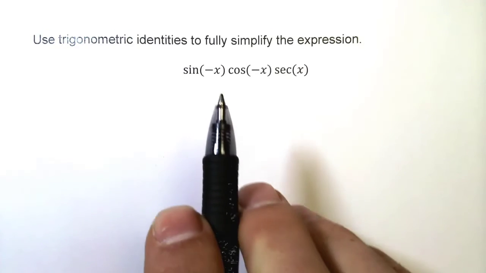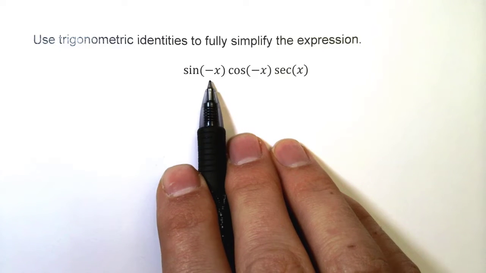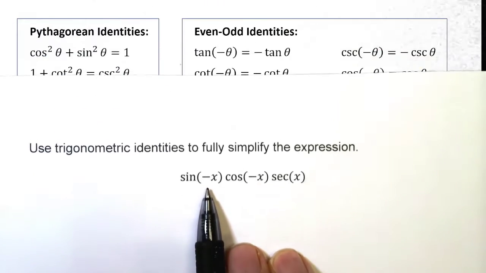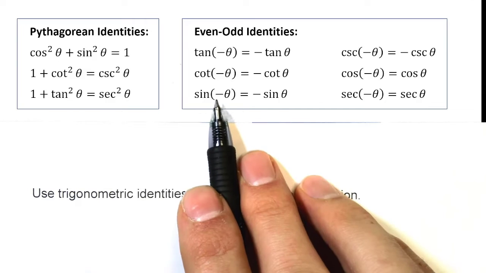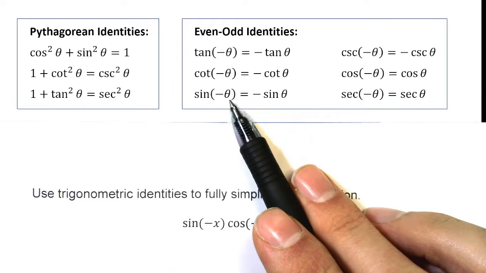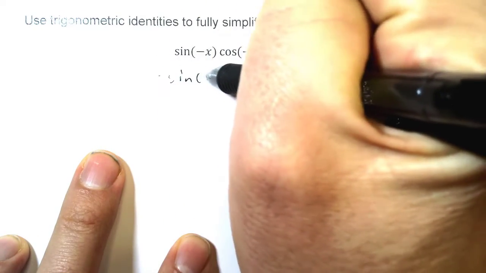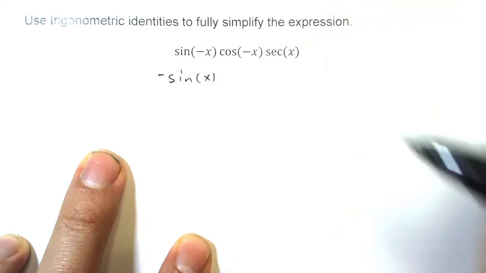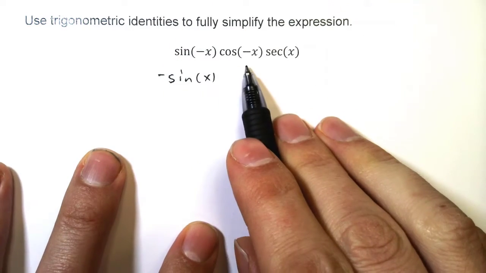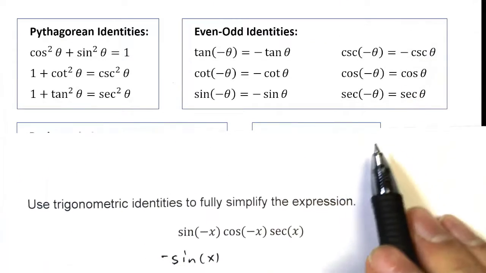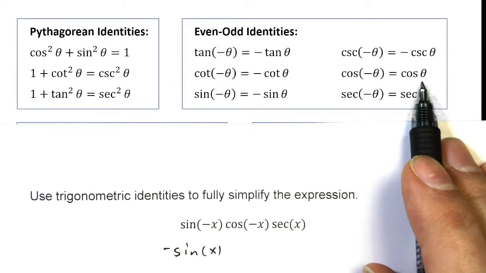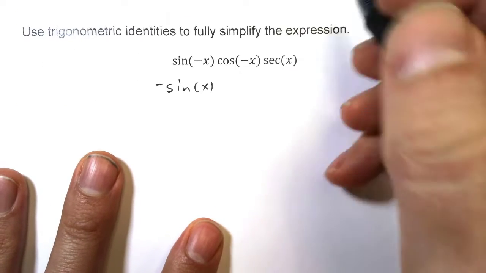All right, well, what do I see here? I see sine of negative x. What can I use? Well, we have here the even-odd identity. I know that sine of negative theta is negative sine theta. So I know that sine of negative x is the same thing as negative sine of x. Cosine of negative x. Well, cosine negative x is the same thing as cosine x. So we can use that.